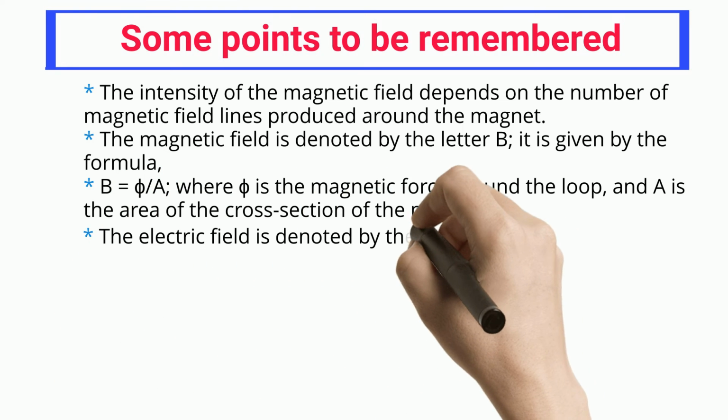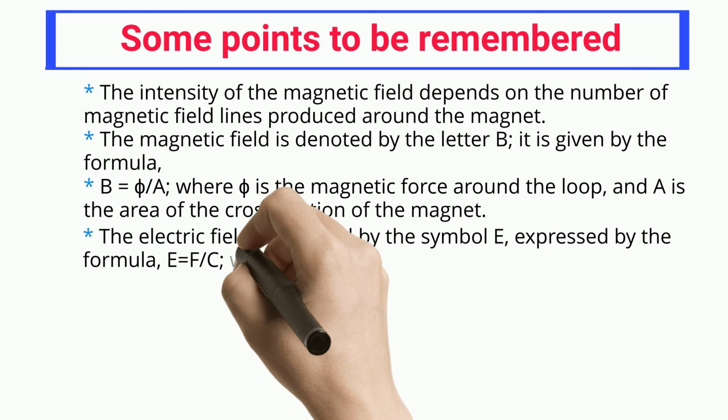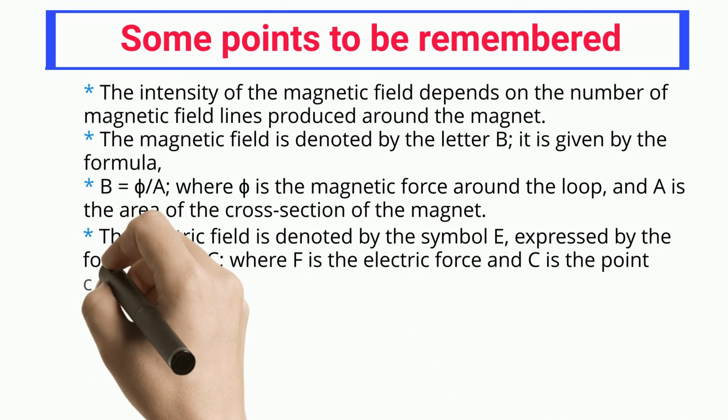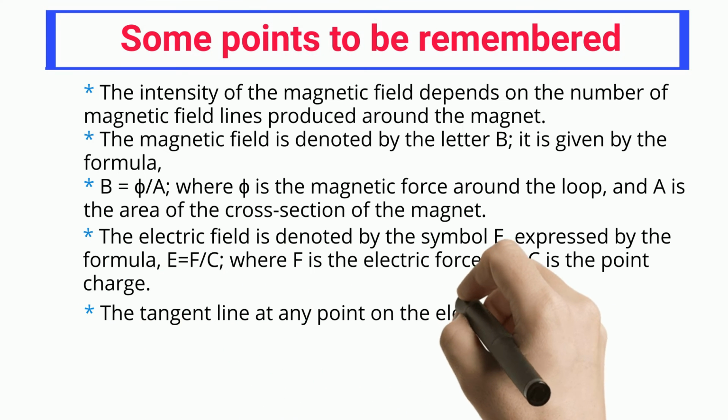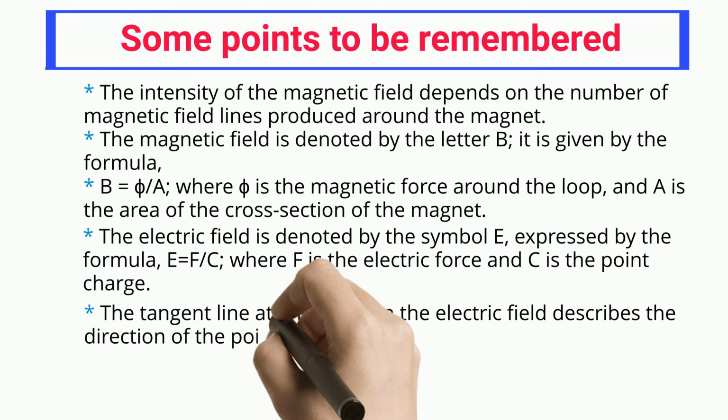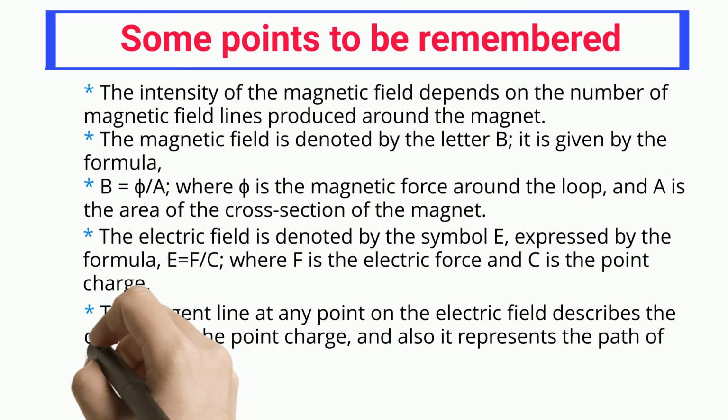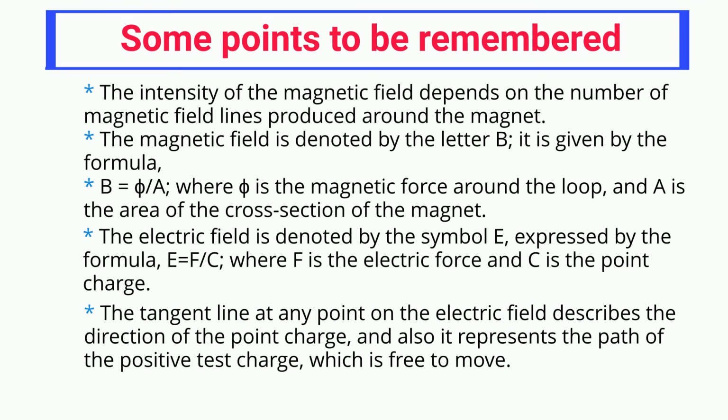The electric field is denoted by the symbol E, expressed by the formula E equals F/q, where F is the electric force and q is the point charge. The tangent line at any point on the electric field line describes the direction of the force on the point charge, and also it represents the path of the positive test charge, which is free to move.